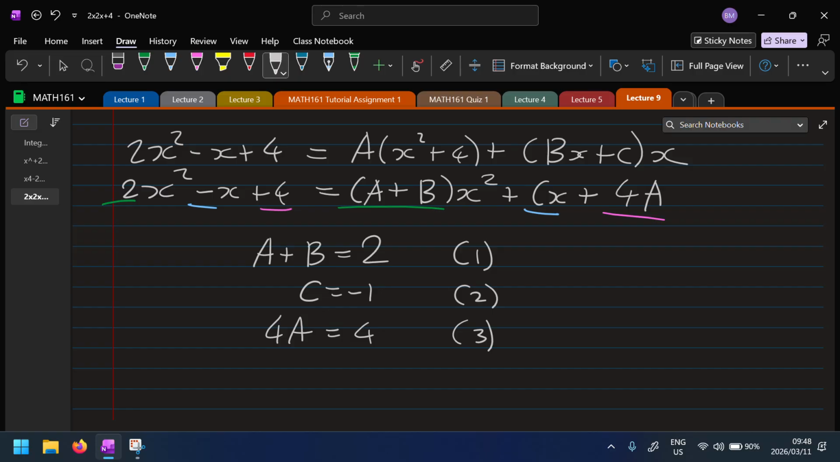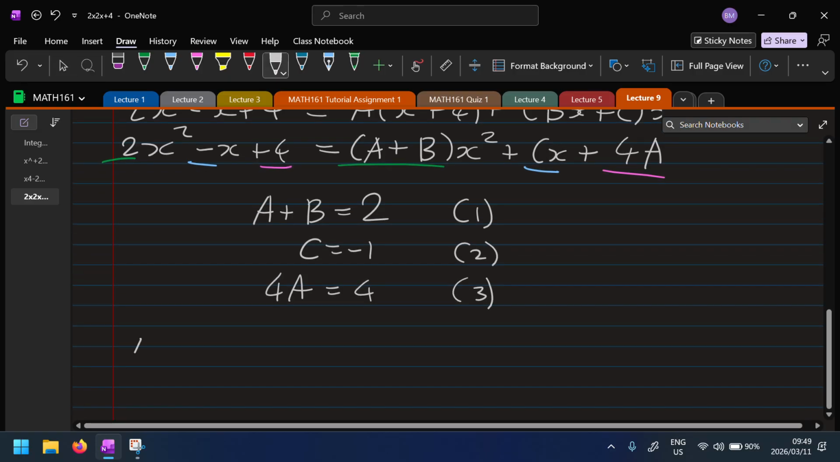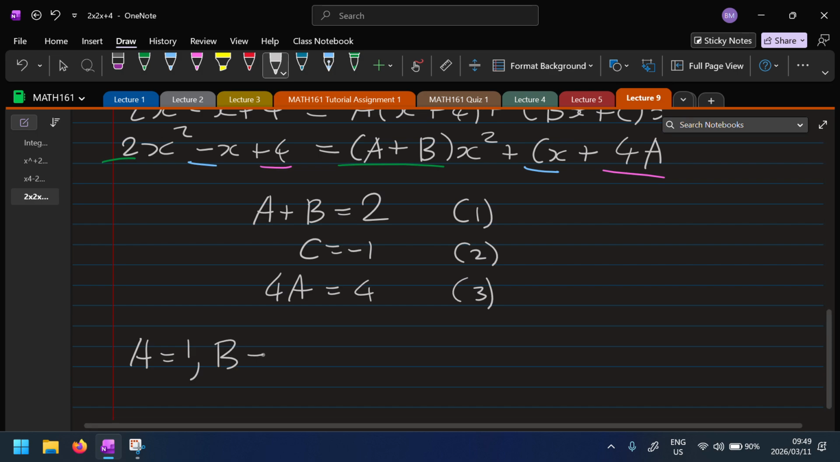Okay, so again, you need to see what works for you. Okay, so here we have a is 1. If a is 1, b must also be 1. And c, we have our answer already, is minus 1.